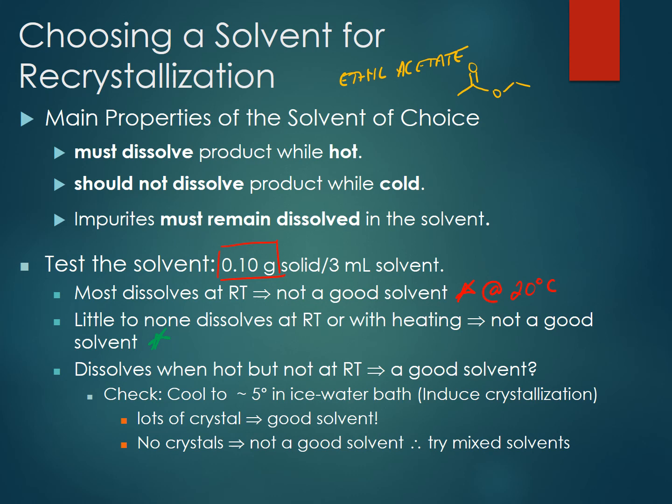If we get the last result, where it dissolves when it's hot but not at room temperature, we still are not 100% sure whether it's a good choice. We have to do a little bit of testing with that too, okay? So this last box here at the bottom is kind of the steps of how to check if you have a good solvent for recrystallization. You need to take some of your product, try and dissolve it in your solvent, and try and heat it up to see if it does or doesn't dissolve in that solvent.